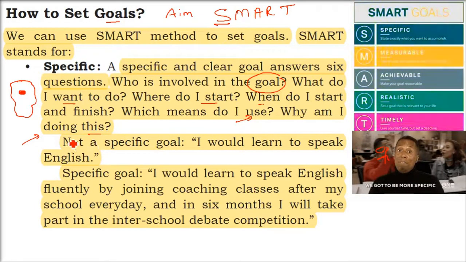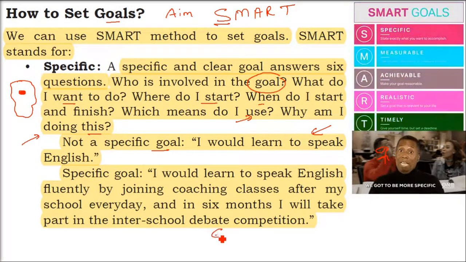So I'll give an example of a goal that is not very specific. For example, "I would learn to speak English or any other language." This is a vague kind of goal. It's not specific. Specific means you want to learn English.